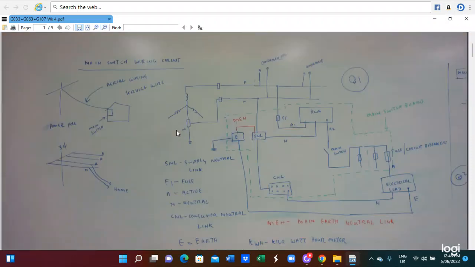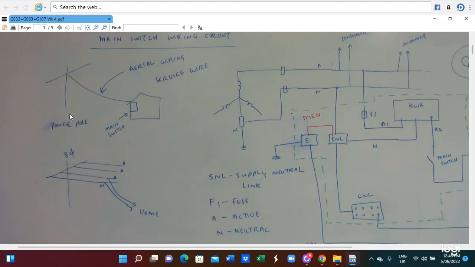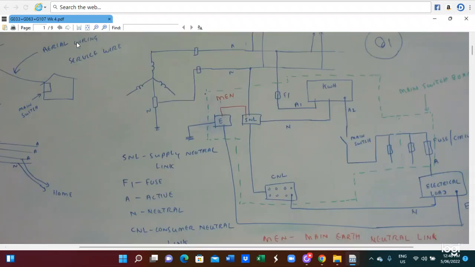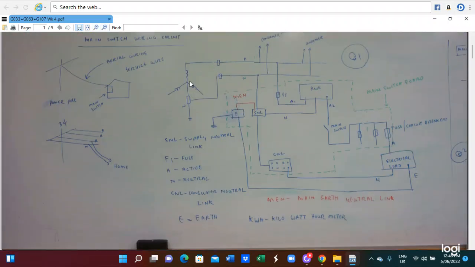So this is the main controls electrical circuit diagram. This is the aerial wire, service wire, power point. So the three phase are connected like this. So this is the main control circuit. The main control circuit is for the supply.